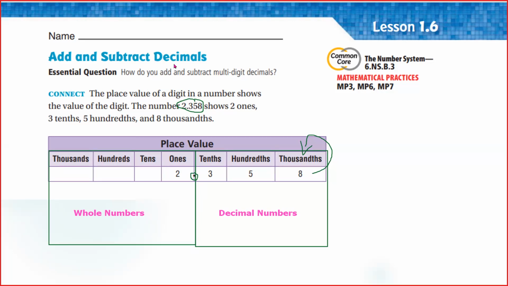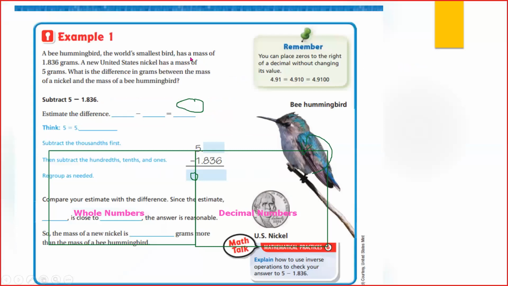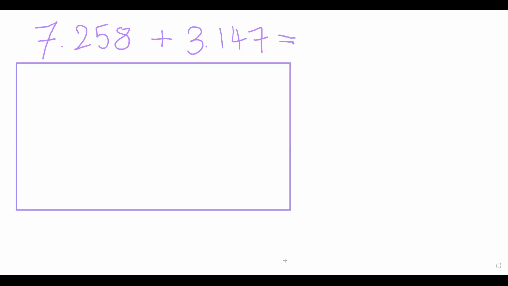Okay, now let's start here. How can we add the decimal numbers? But before solving example number 1, I will give you an example from my mind in order to start. Here we have 7 and 258 thousandths. I want now to add it to 3 and 147 thousandths. We need now to add these 2 decimal numbers. What do you have to do first? First of all, you must arrange the whole numbers under each other, the decimal numbers and the decimal point. So let's arrange it here.